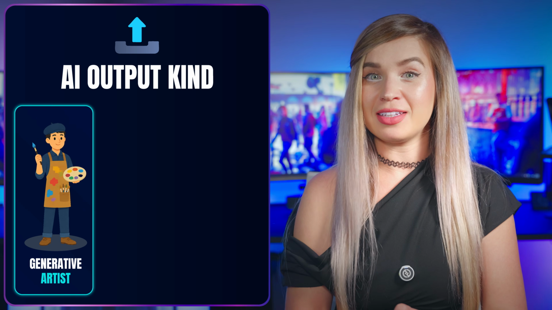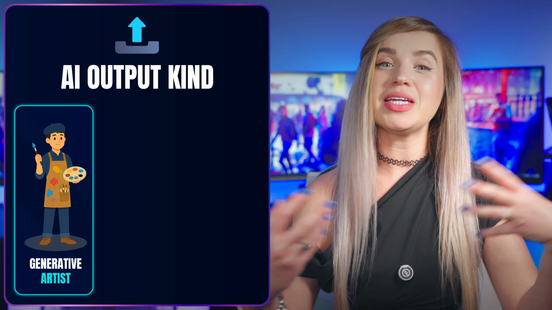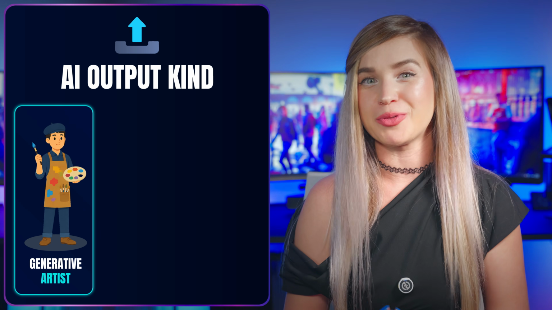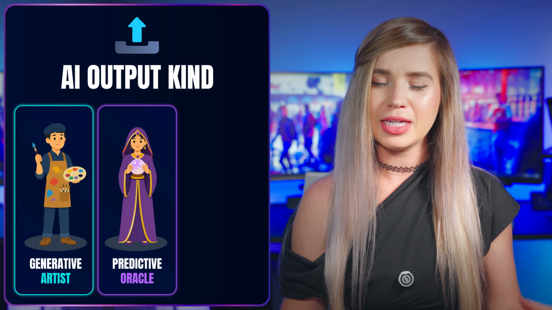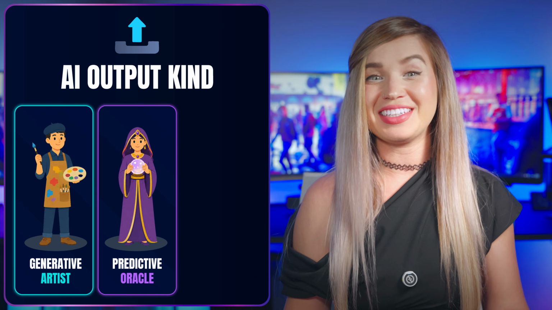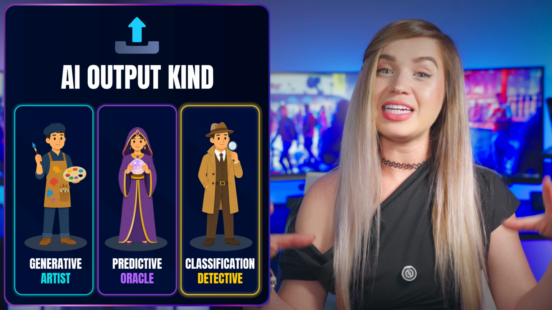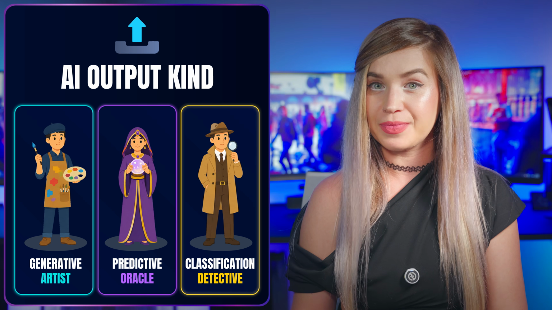Now, to connect all the dots together, let's put the many kinds of AI in one picture. If generative AI is an artist that creates something beautiful that didn't exist before, then predictive AI is an oracle that can see the future. And then classification AI is a detective that can recognize and investigate patterns.